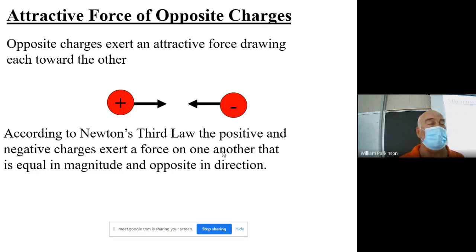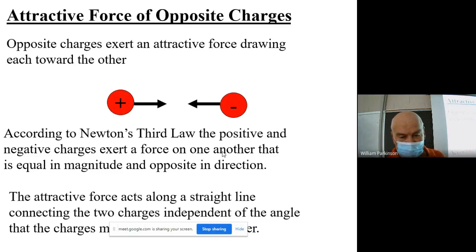They pull on each other equally according to Newton's third law, but they pull on each other oppositely, meaning the arrow from charge 1 points towards 2, and the arrow from 2 points towards 1. So the directions of the actions are opposite one another. The attractive force heads on the straight line to the middle of both charges. You can just connect them with a straight line, and that's the line along which the forces act.